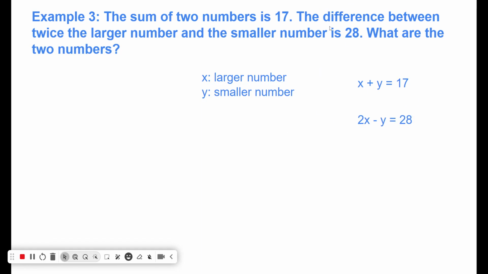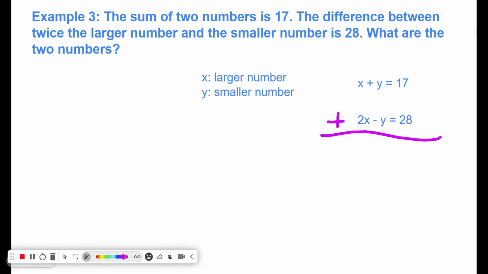When I see the word difference here, I know I'm going to use subtraction. So twice of the larger number, that's my x, and the smaller number. Twice the larger number minus the smaller number is 28. So here I have x plus y equals 17, 2x minus y equals 28. This is already set up to eliminate y. So I don't have to do any additional work here.